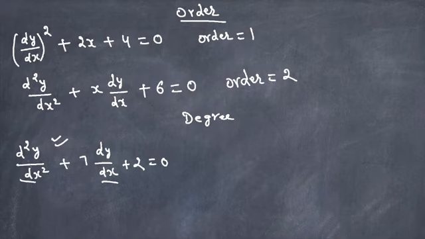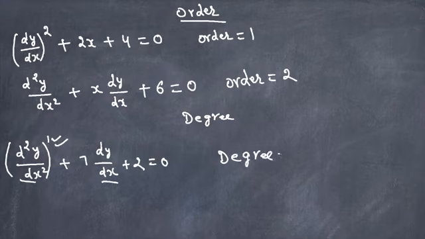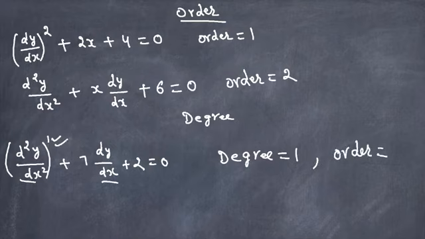And what is the power of this highest derivative? If I put parentheses over here and put 1 as a power, that tells me the power of the highest derivative in this differential equation is 1. So the degree of this differential equation is 1. How about the order? This is a second derivative, the highest, so the order is 2.